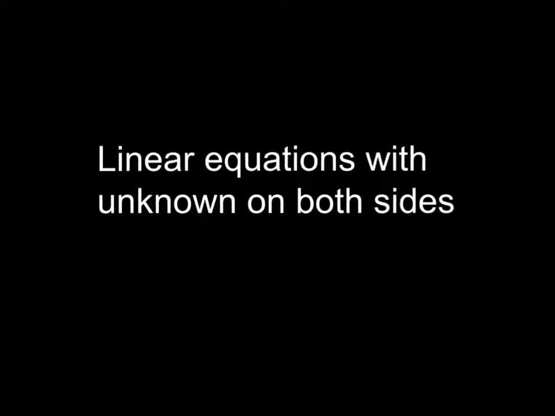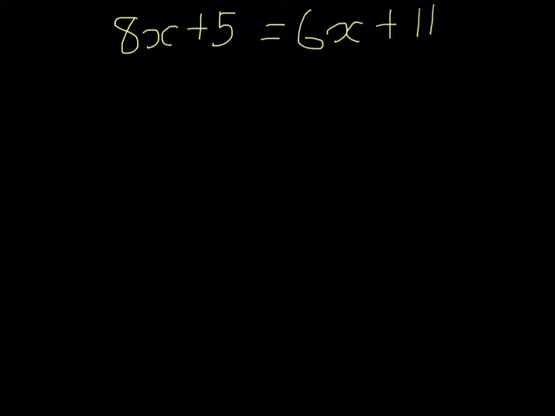This lesson will explain how to solve linear equations when there is an unknown on both sides. You can see with this equation that there is a pronumeral on both sides, so it's 8x plus 5 is equal to 6x plus 11. So we need to be able to simplify the equation, and we use the exact same methods as we would if we were doing an equation that only had an unknown on one side.